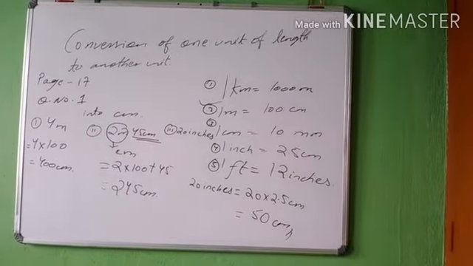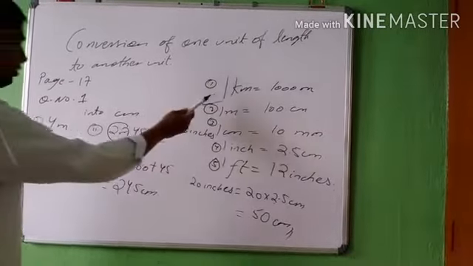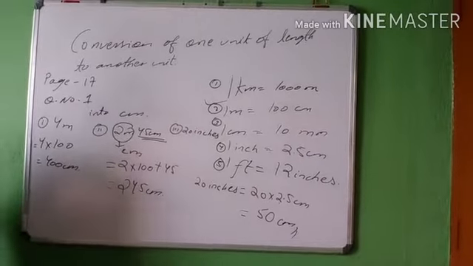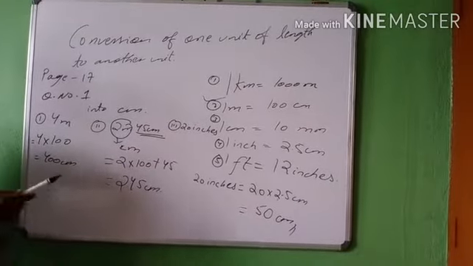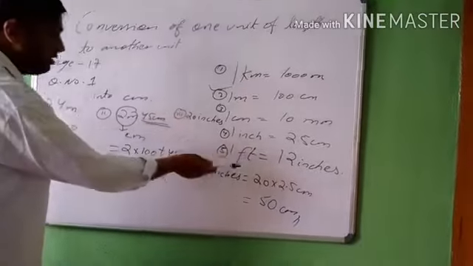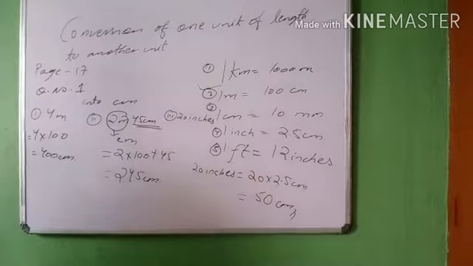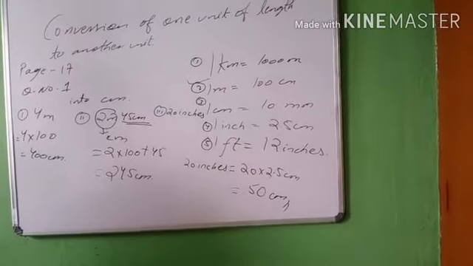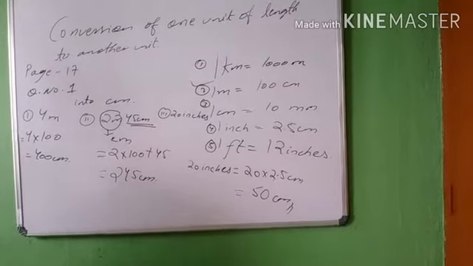Very easy, provided you know this relationship. You should know 1 kilometer equals 1000 meter, 1 meter equals 100 centimeter, and so on. If you know these relations, it becomes very easy to convert from one unit to another.